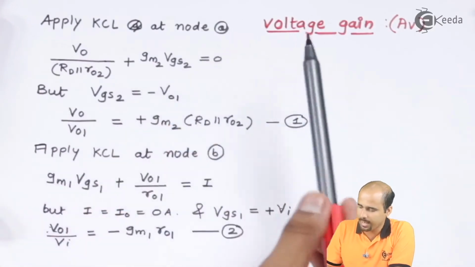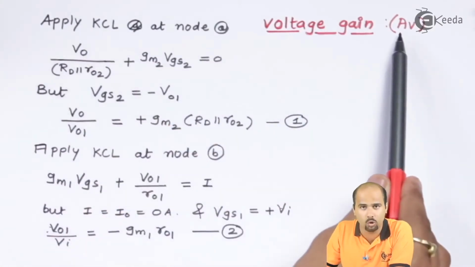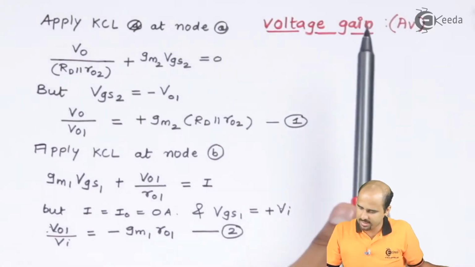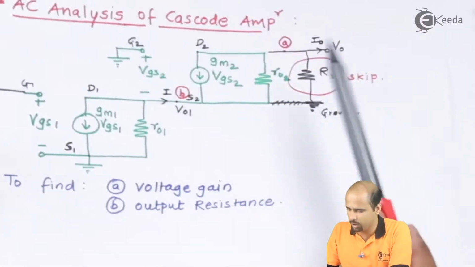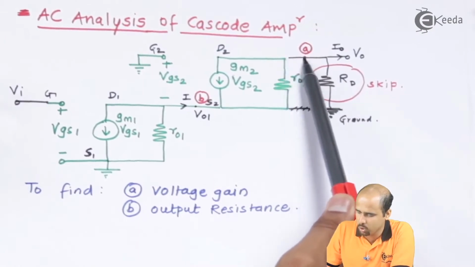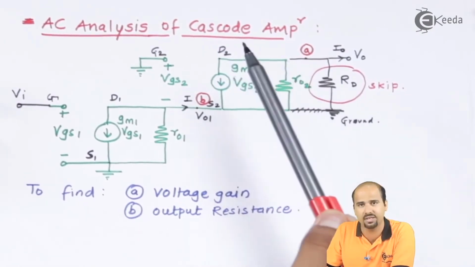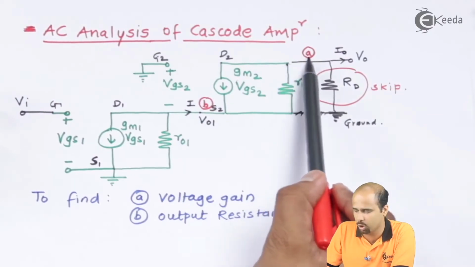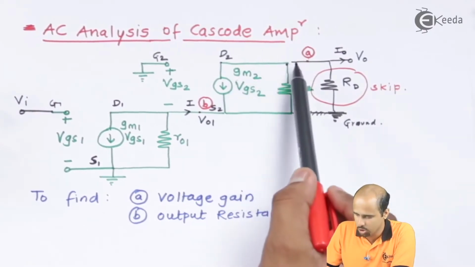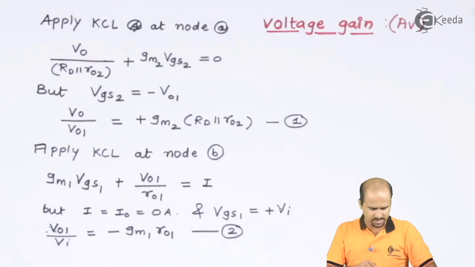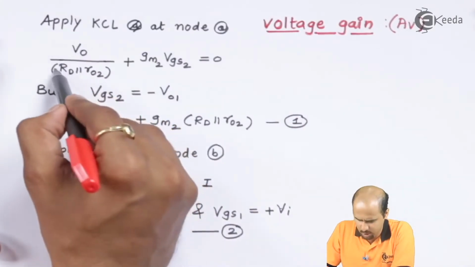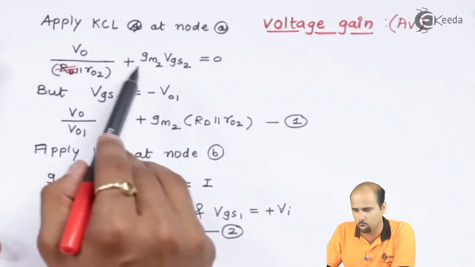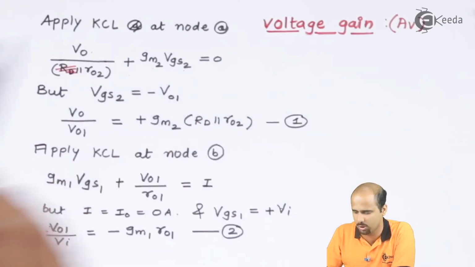What will we have to apply? The voltage gain Av I want to find out, and that is my major aim. The voltage gain is found by using KCL at the node connected at the output, node A, on the output side. As I said, we will not take RD into the picture. So we can say that Vo divided by ro2 plus gm2 VGS2 is equal to 0.